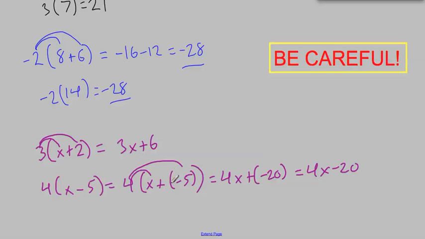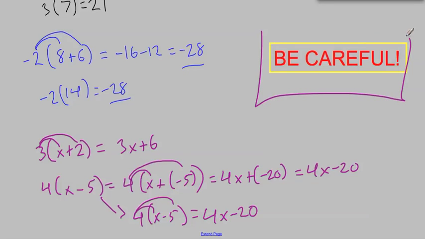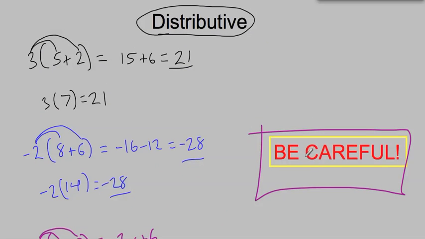Now this is a whole lot of unnecessary steps, but I wanted to show you that really it is still a number being distributed over addition. We could jump straight to this step, 4 times x minus 5, distribute that 4 in here, and get 4x minus 20. Now I've got my be careful sign out, and I want you to be careful for a number of things.